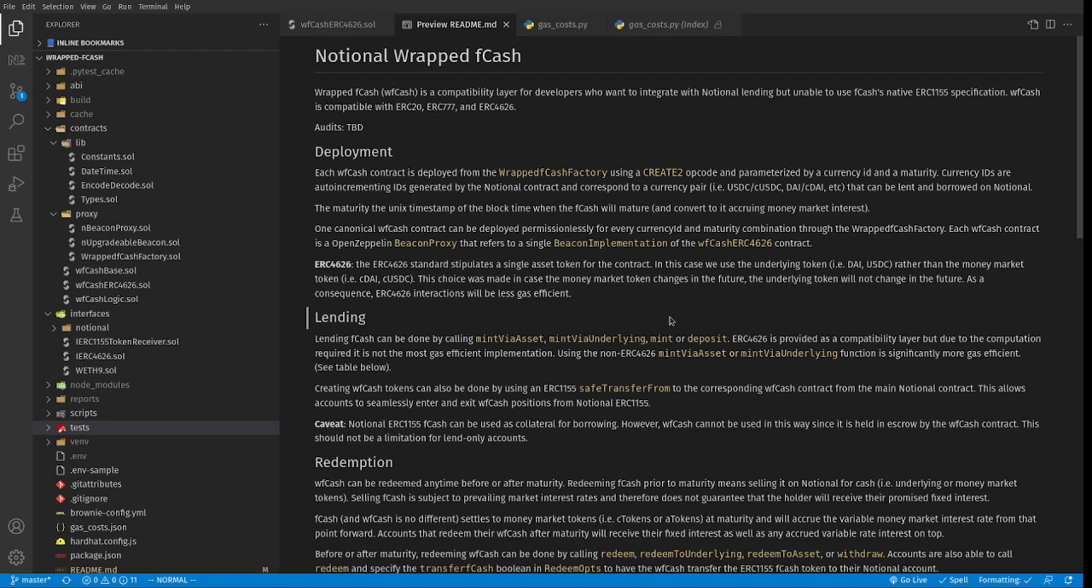Each wrapped fCash contract is going to be deployed from the wrapped fCash factory. Once that's deployed, you will have one wrapped fCash contract per currency and maturity combination. That'll ensure that each fungible fCash asset has one canonical address associated with it, and everyone who's interacting with it can transfer to and interact with each other.